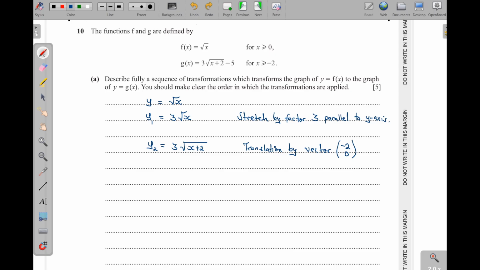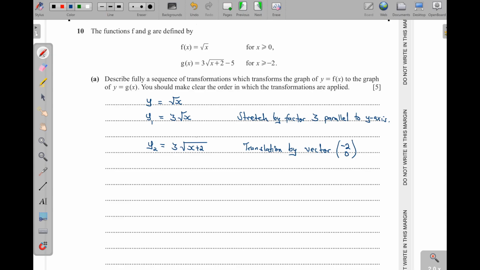It's a plus here. Then in the vector, it comes out as a negative. I've always explained this in all the papers that I've done on this channel, so you can peruse through those questions on transformations. You'll get it. Because if you have y is equal to f of x plus a, then we have a translation by vector negative a, 0. You see that? Okay. Now, let's proceed.